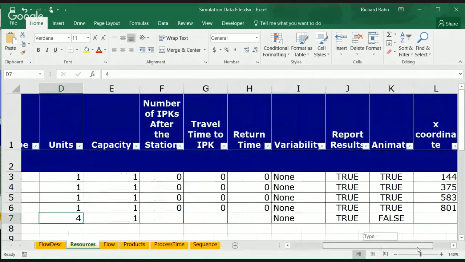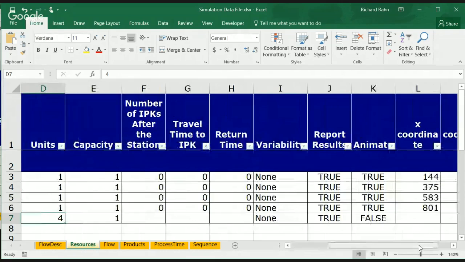If I scroll over here a little bit, I'll show you some of the things that we haven't turned on yet, because the first thing I always want to do is validate this, see if it's going to work. But the number of IPKs after each station is set to 0, so no in-process kanbans or buffers initially.